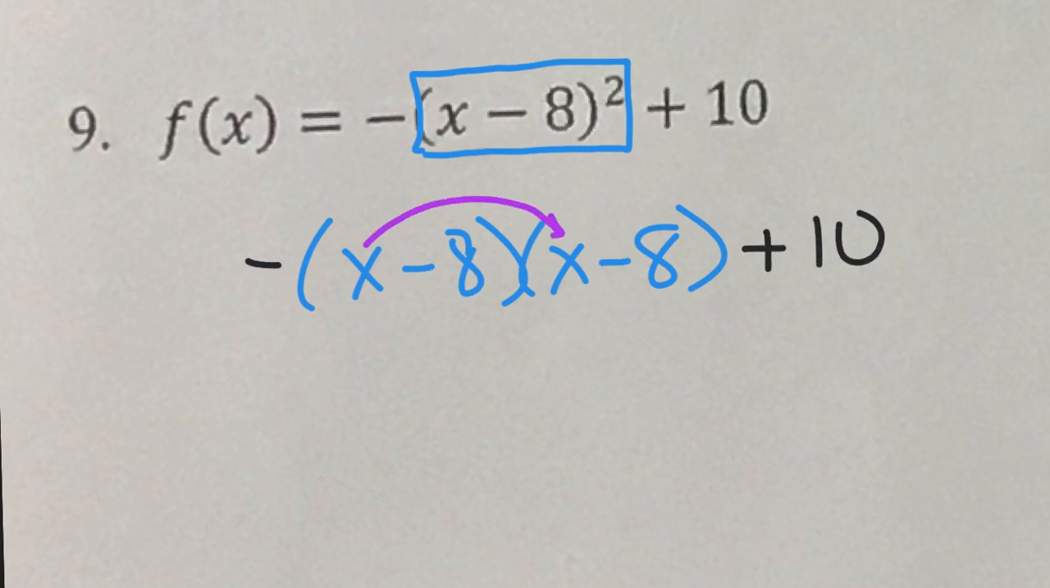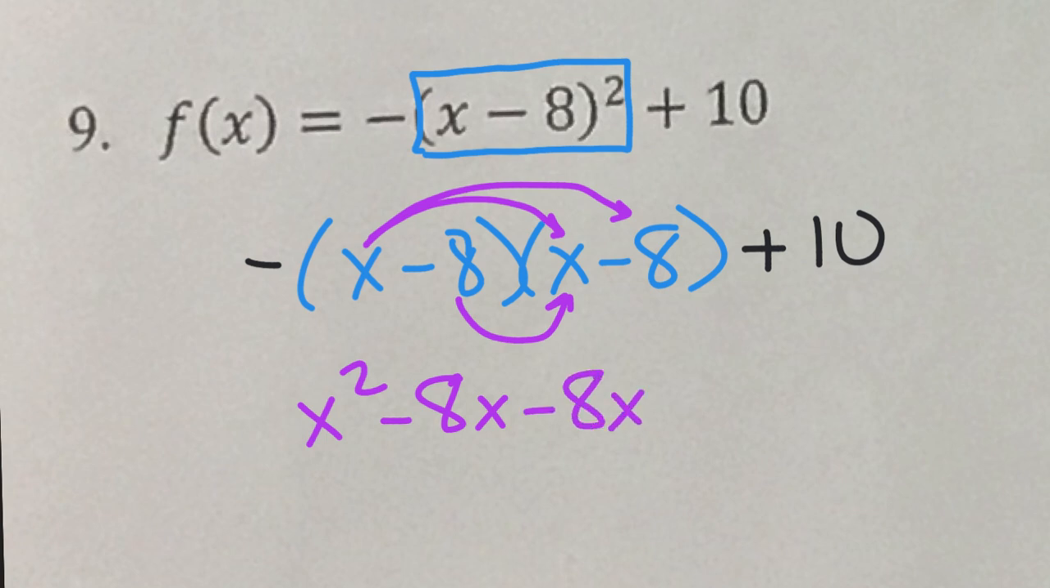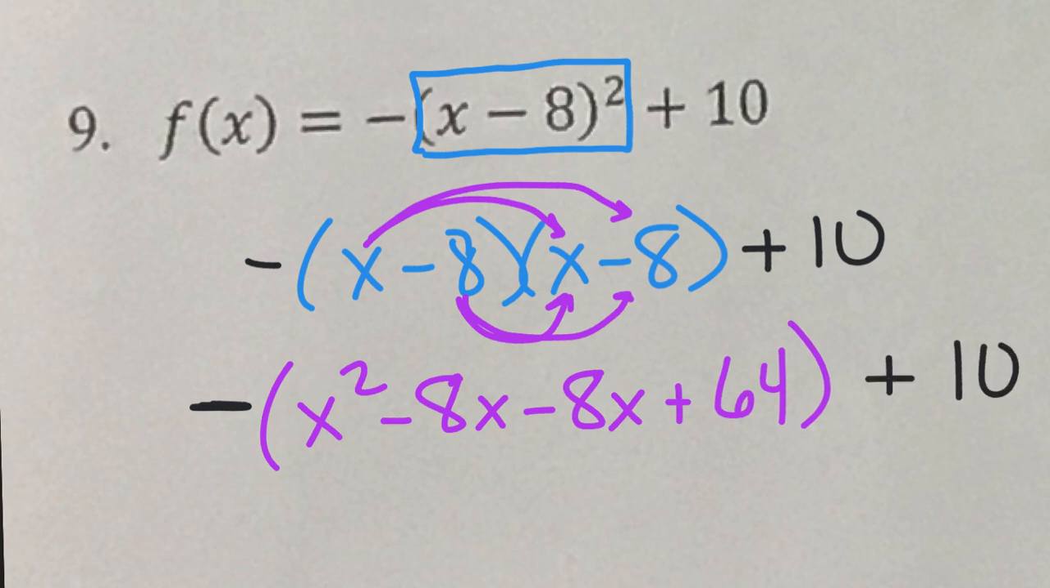X times x is x squared. X times -8 is -8x. Okay, we're going to get another one of these -8x terms. That always happens with these type of problems. And then we're going to get a plus 64. And all of this has a negative out front and a plus 10 at the end.